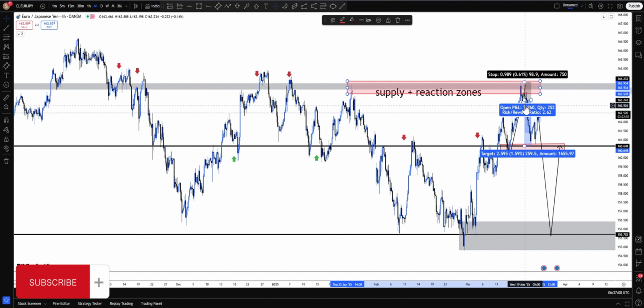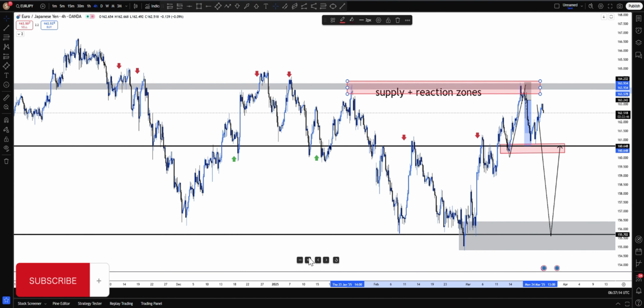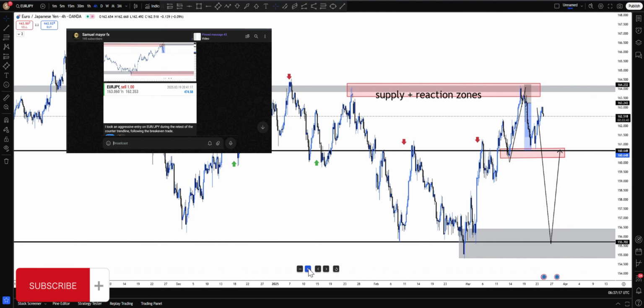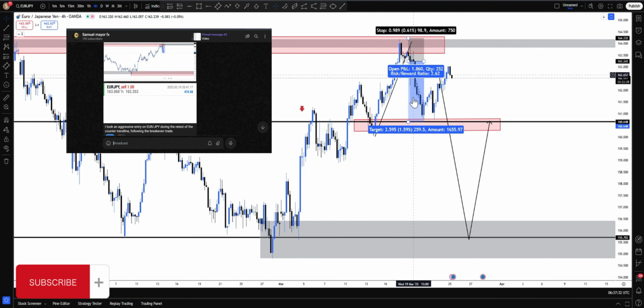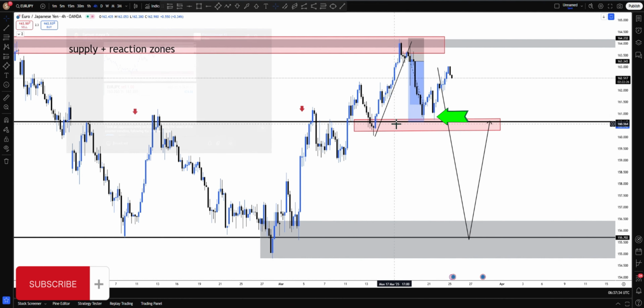So when I took my entry around somewhere here, it gave me 1:1. I broke even, it hit me out. I took a second entry. If you're in the group, you saw it when I posted it. I took a second entry. The market came down and hit my take profit. Same with this level here.